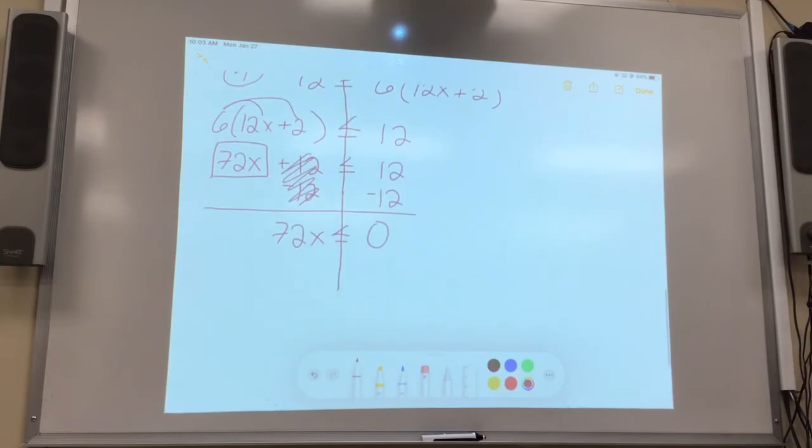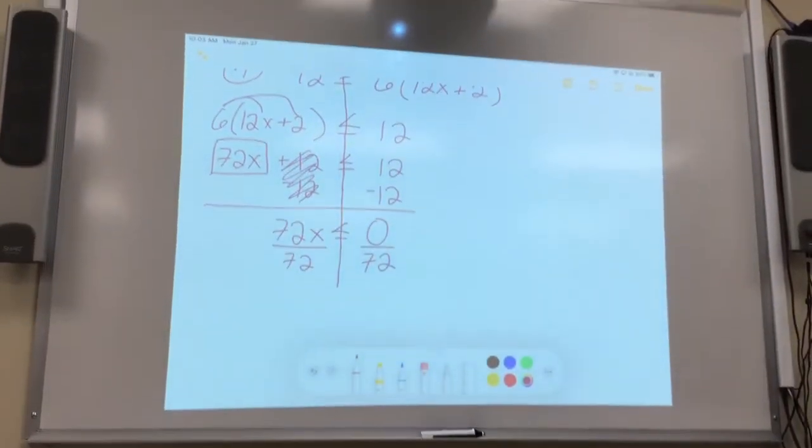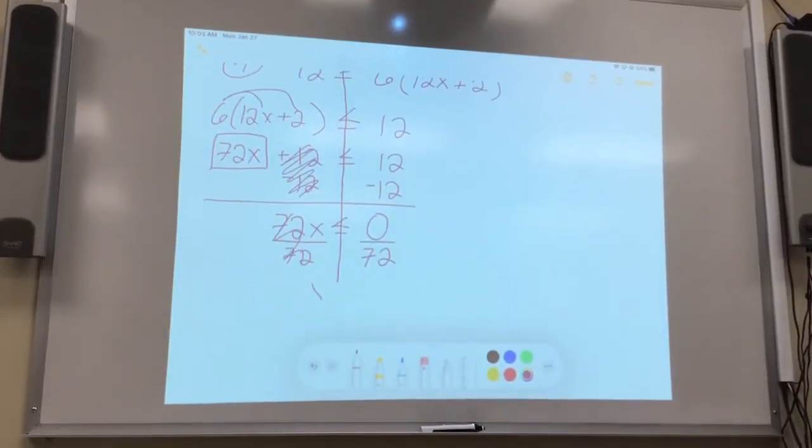And then I've got to divide by 72. Whoops, that's not a 72. That's a 27. It really doesn't matter, actually, because 0 divided by anything is 0.